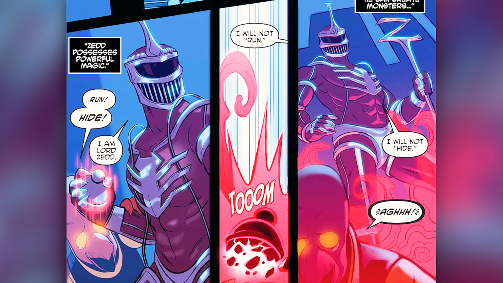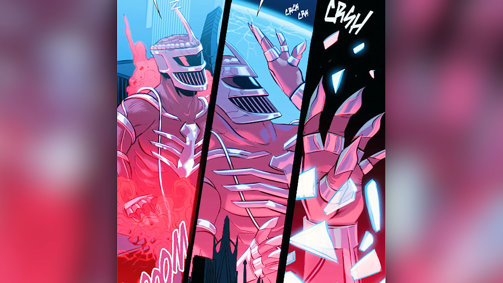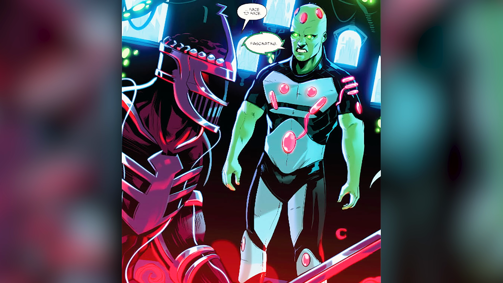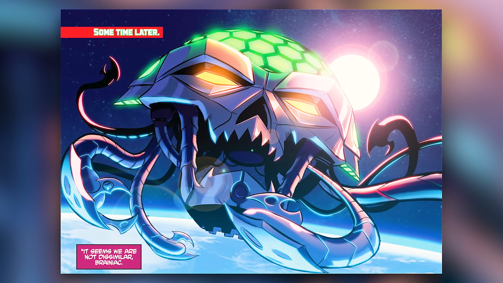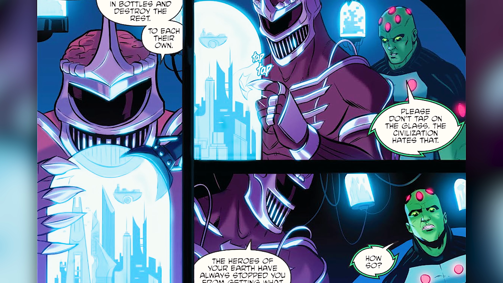But in issue 2 of Justice League Mighty Morphin Power Rangers, Zedd is able to enlarge himself back to normal size, busting out of the mini city, at which point he's confronted with Brainiac, who is fascinated with Zedd. Zedd says, "It seems we are not dissimilar, Brainiac. We both want the universe. I want to rule, you want to put little bits of it in bottles and destroy the rest.